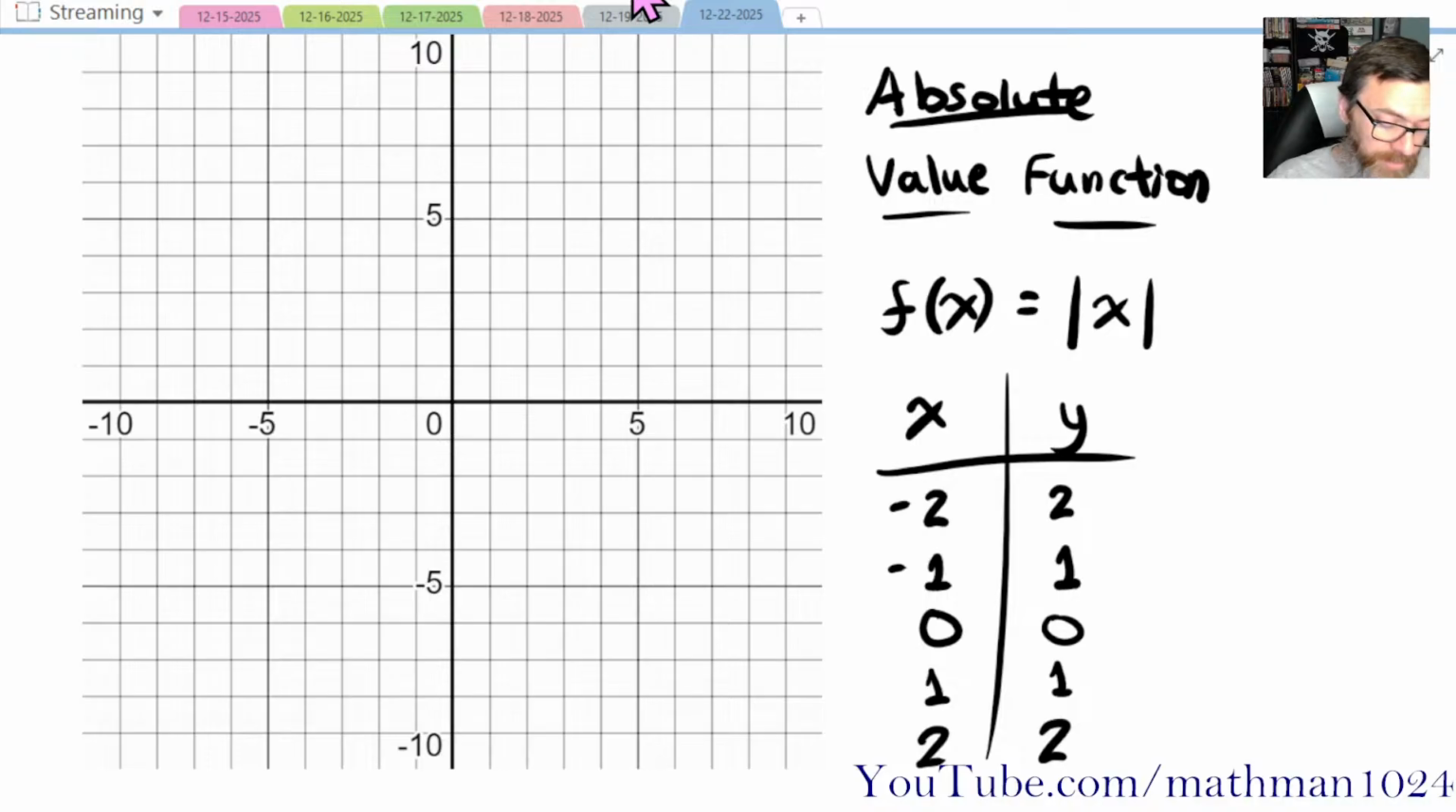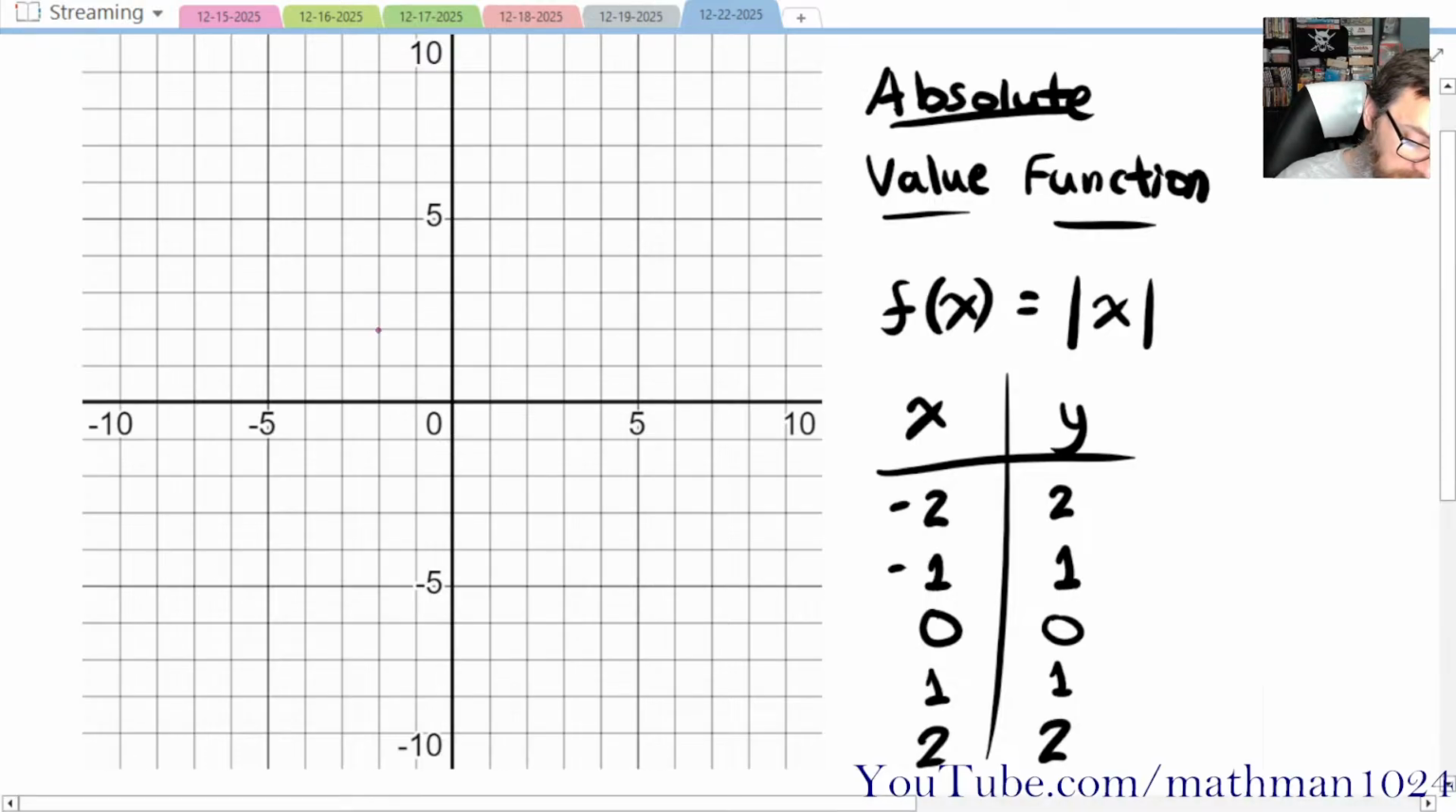If I plot these points, -2, +2, -1, 1, 0, 0, 1, 1, 2, 2. If you kept on going with this, the absolute value of 3 is 3, the absolute value of 4 is 4, and so on. So you would have all of these points there on the right side, and you'd have something very similar here on the left side.